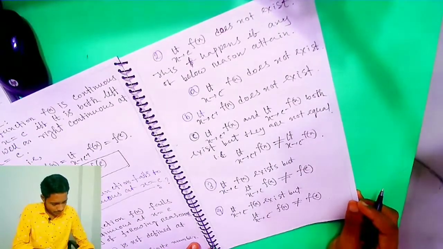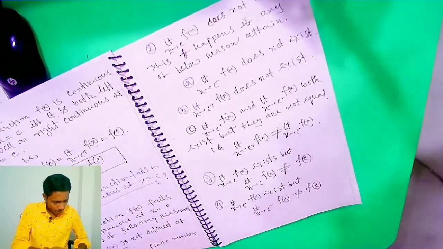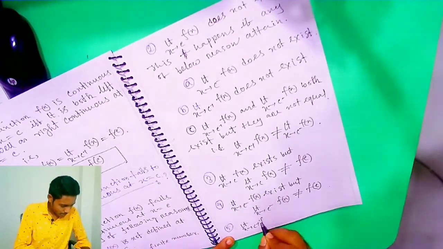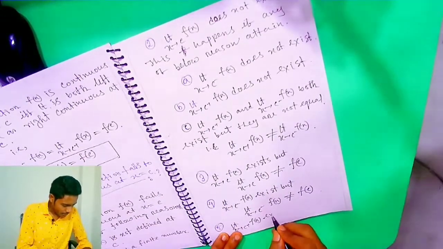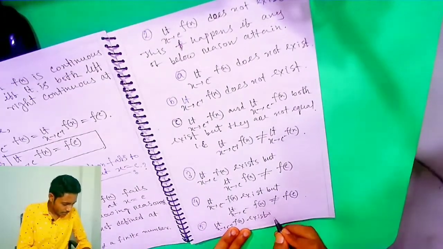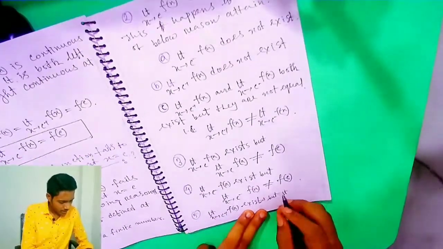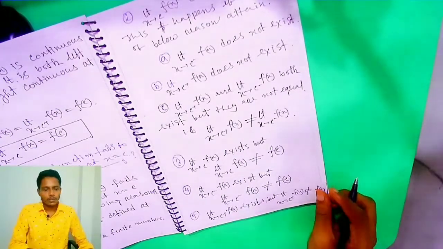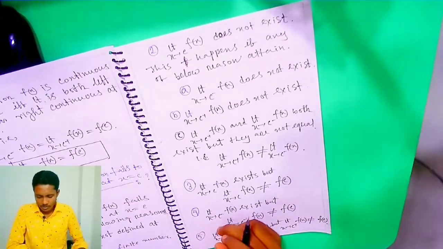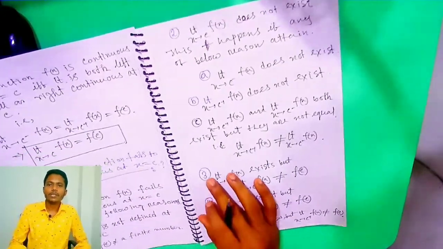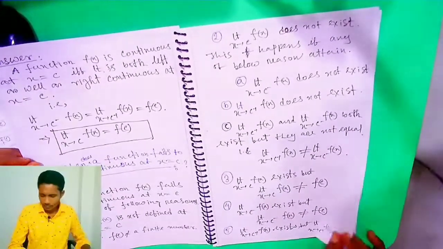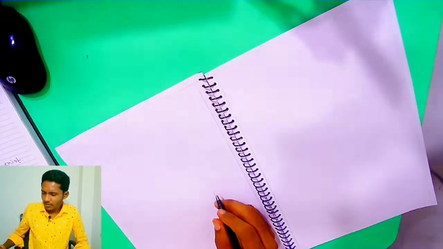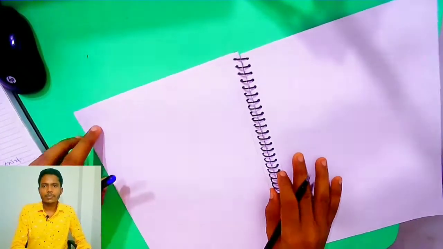Okay, and 5, limit x tends to c plus f(x) exists, but limit x tends to c plus f(x) is not equal to f of c. Okay, for those reasons, a function f(x) is discontinuous at any point x is equal to c. Now there is an analytical definition of continuity. We don't need it. Okay, now examples.